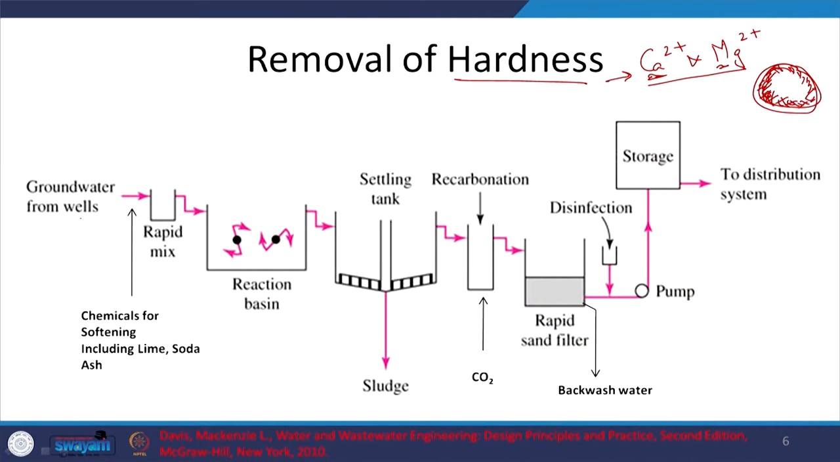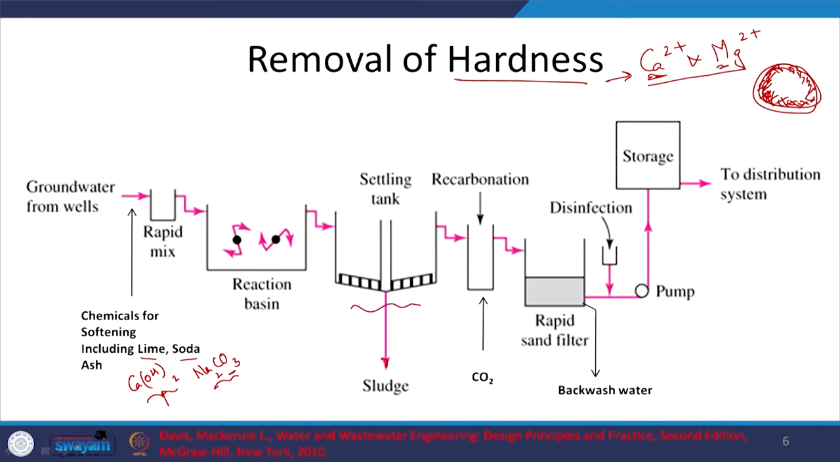So for groundwater from wells, we can add different chemicals like lime or soda ash. Lime, Ca(OH)2, soda ash, Na2CO3. So here we are adding lime to increase the pH and adding CO3 2- so that you can precipitate the compounds in the form of calcium carbonate or magnesium carbonate and such. We will look at that later, right? And then we are mixing that pretty fast, rapid mixing. And then we have the reaction basin here, right? And then the settling tank, we are letting that settle down and the sludge will be taken out.